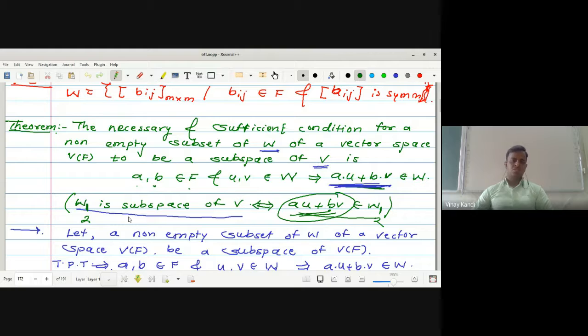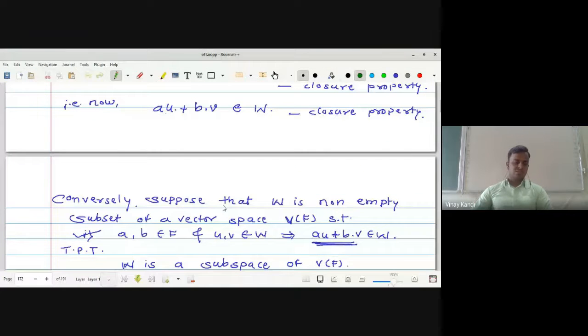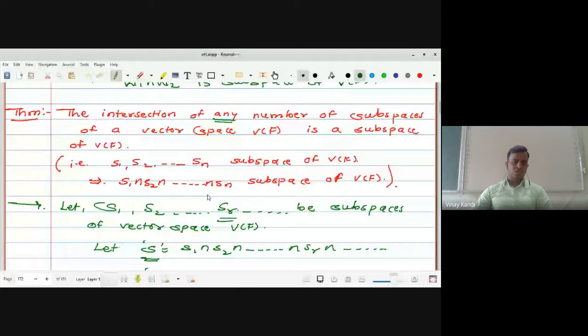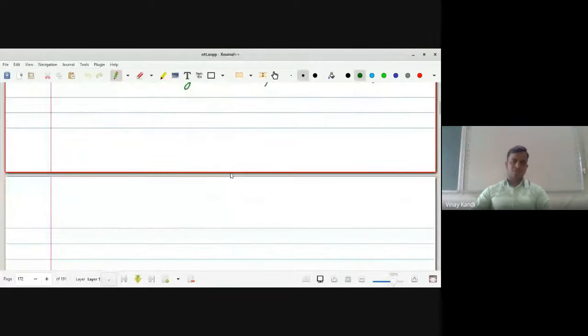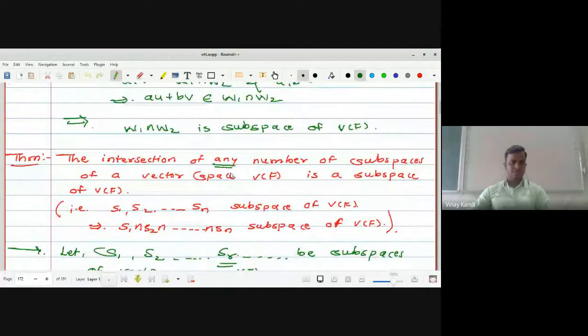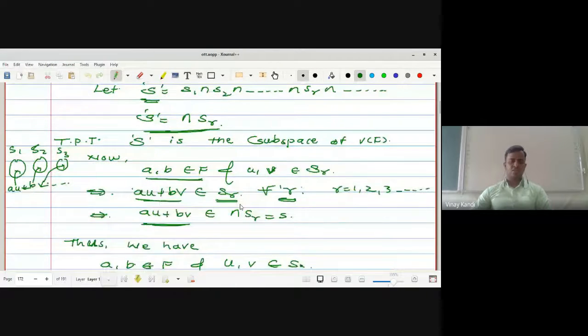And if W is a subspace of V, then it implies au plus bv belongs to W. This is the statement, implies and implied. If this one is true, we get that one, and if this one is true, then W is a subspace of V. So today we will see one theorem and some more examples of subspaces. This theorem says: the intersection of any number of subspaces of the vector space V over F is a subspace of V over F.